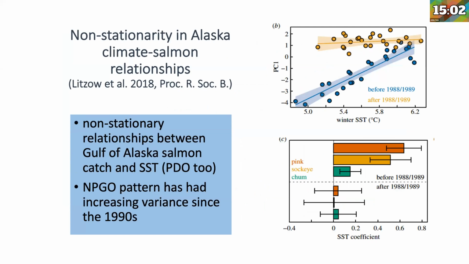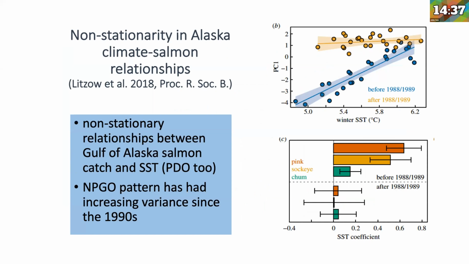And something that has also been noted in some recent publications is that there's non-stationarity in some of the biological to climate relationships. And this has been notable, especially for Alaska climate and salmon production. Mike Litzow and collaborators have published a series of papers on this issue.